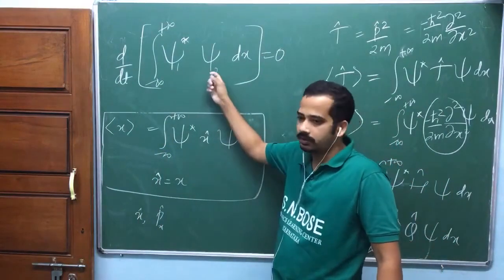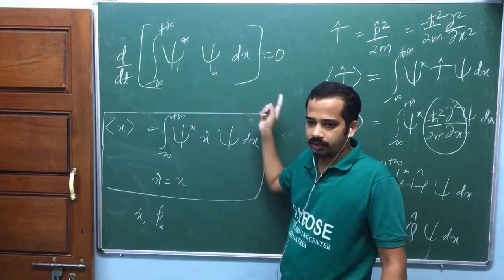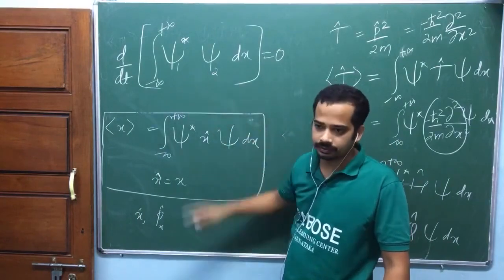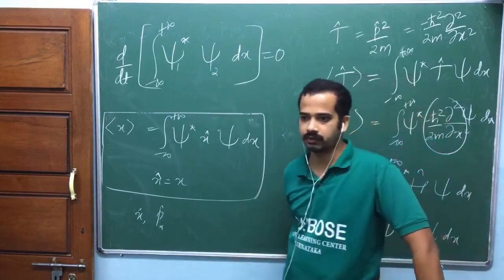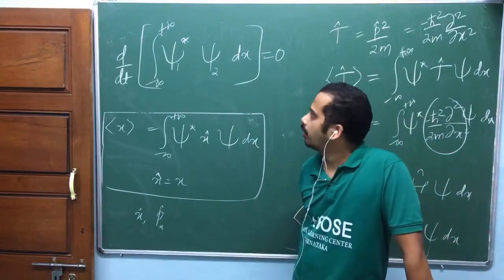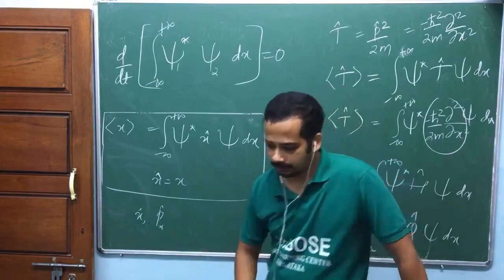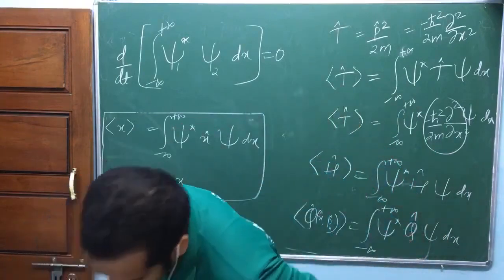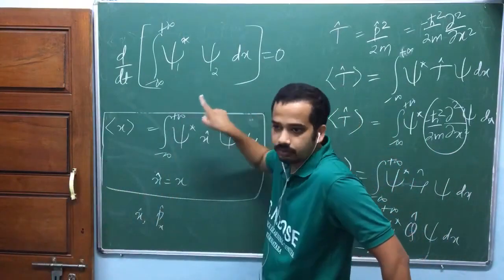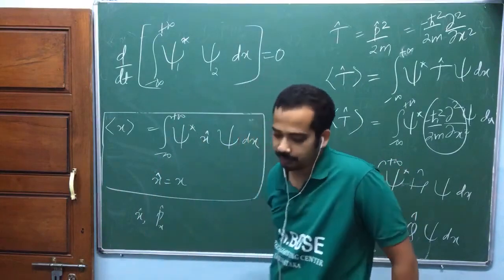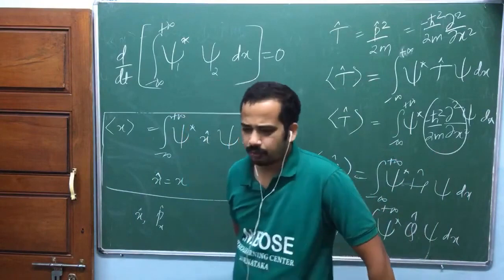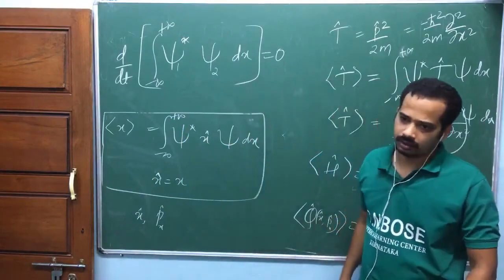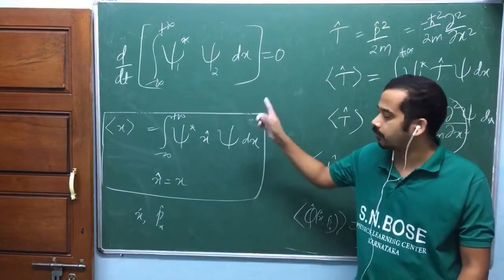Earlier I took psi star into psi, with d by dt equal to 0. Now I have taken two different states, psi 1 and psi 2, two different solutions of the same Schrodinger equation. They are normalizable; he mentioned that. Psi 1 and psi 2 are any two normalizable solutions. This is problem number 1.15. No need to prove it, you just remember the statement. That's very important, okay?